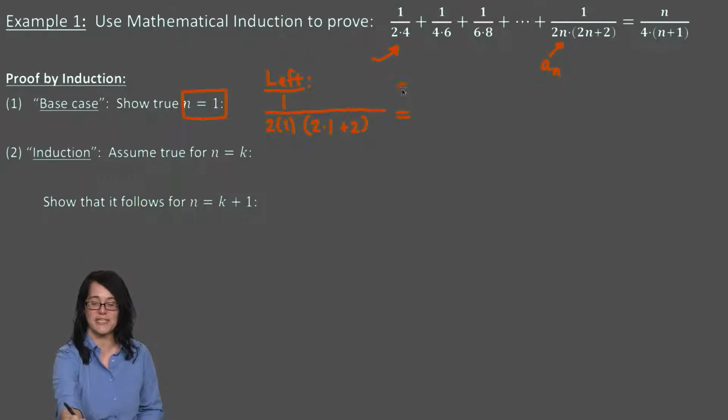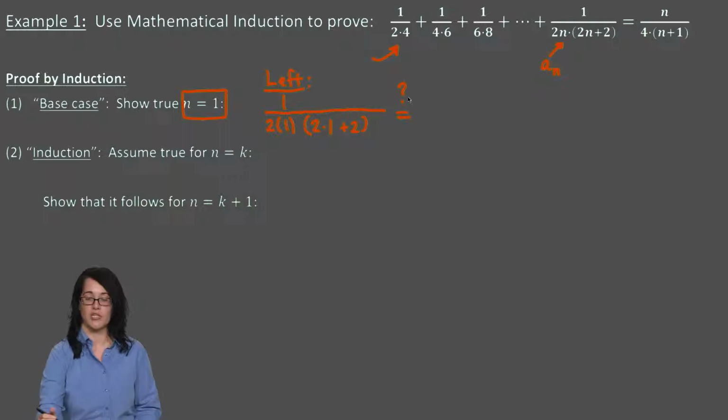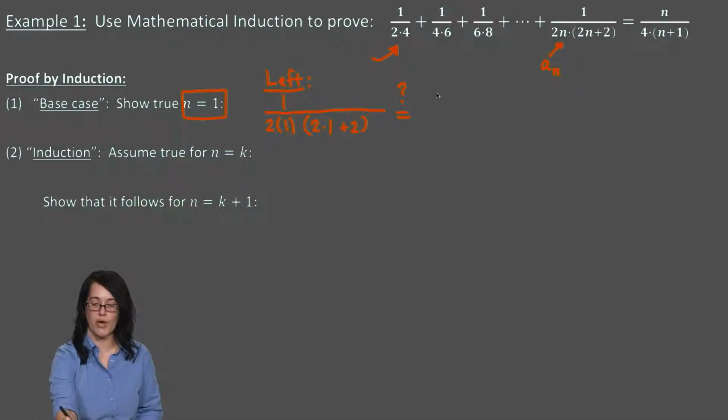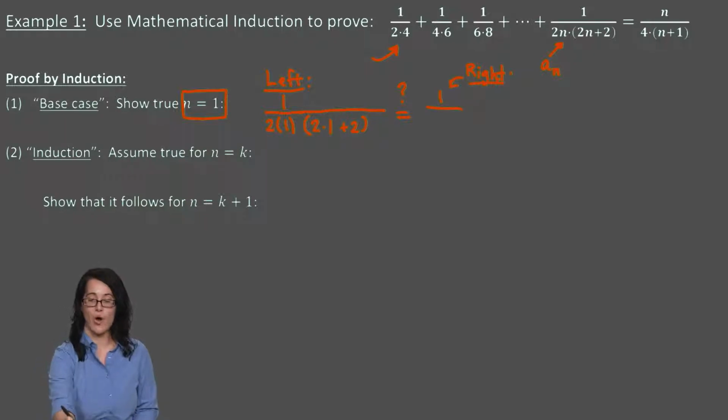The question is, does that equal the right side? If this is truly true, it should work on the left and on the right. It should be the same. So when n is 1, we'd have 1 over, on the right side here, n is on top, so that's our 1. So we'd have 1 over 4 copies of n plus 1. But n is 1, so this is 4 copies of 1 plus 1. Let's see what this is looking like.